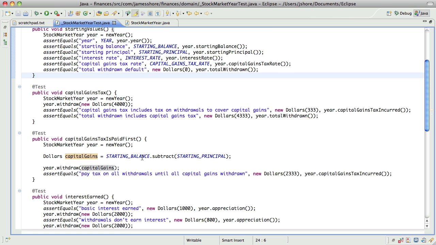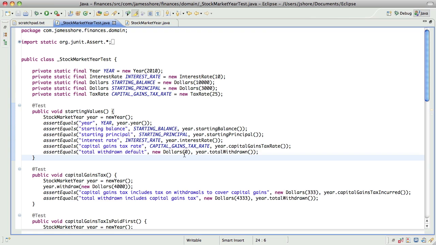So our starting balance, capital gains, the starting balance minus starting principal, which is, our starting balance is 10,000. And our starting principal is 3,000. Call that our cost basis, although this is not a great abstraction, so I don't know if it's accurate to call it that. I mean, no, our cost basis is 3,000. Our capital gains is 7,000.